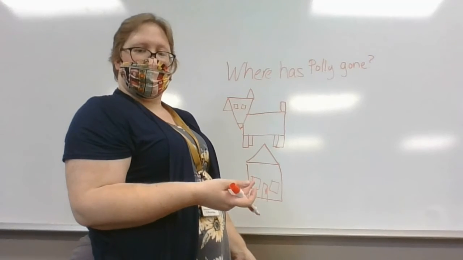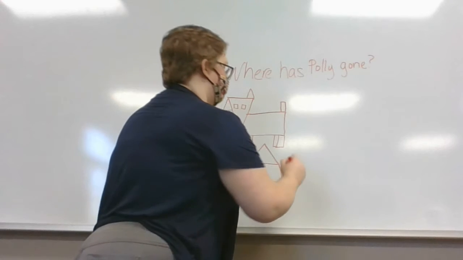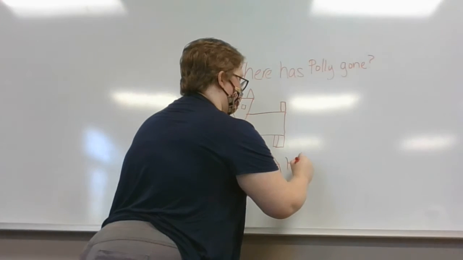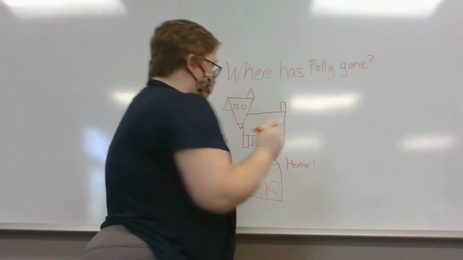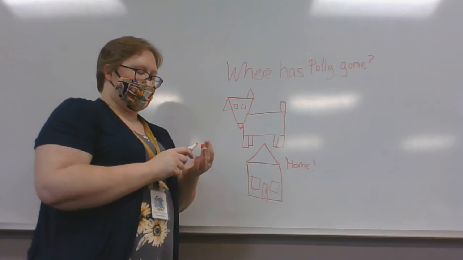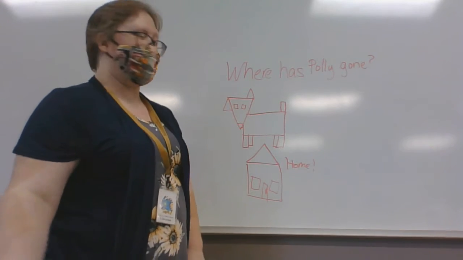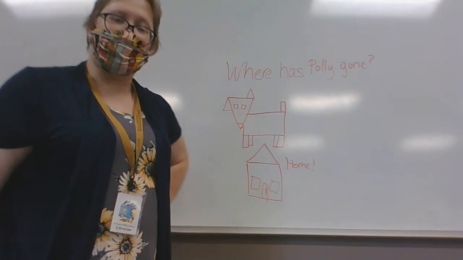And guess what? Do you know where Polly went? Polly had gone all the way around the block and ended up right back home. That's a smart puppy. And there you go. Now you have your picture. You can hang that up on your fridge. Share it with somebody. Now that you know the story, you can tell it to someone else.